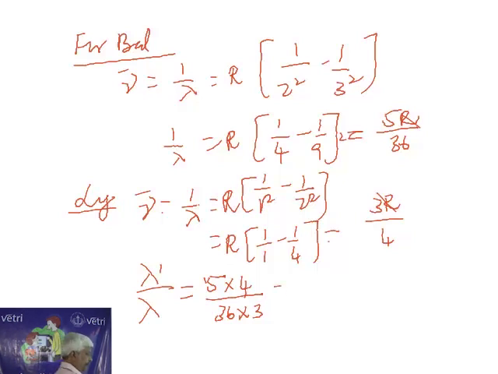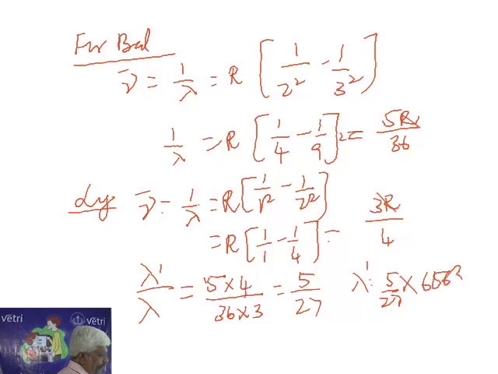That is nothing but 5 divided by 9, 5 by 27. Very good. So I want to find lambda dash equal to 5 by 27 into that lambda, the value given as the wavelength of the first member of the Balmer series, which is 6563 angstrom. On simplification, I get nearly 1215 angstrom. So this is the answer.